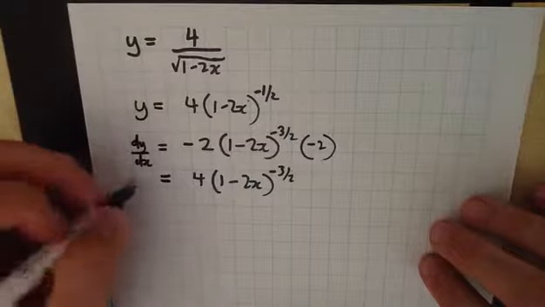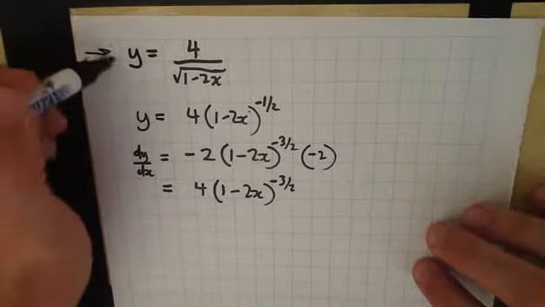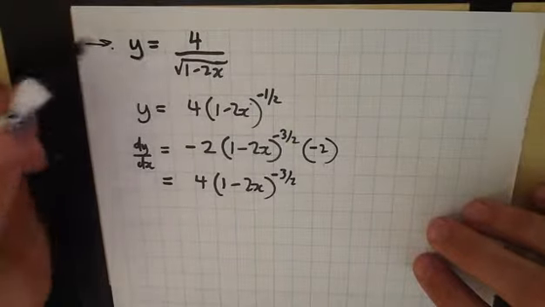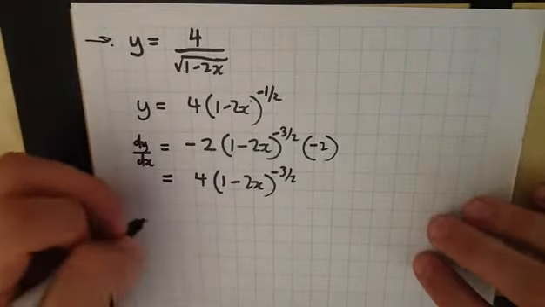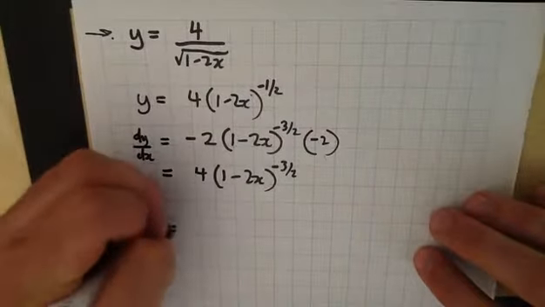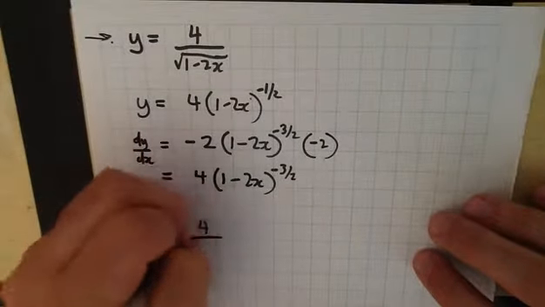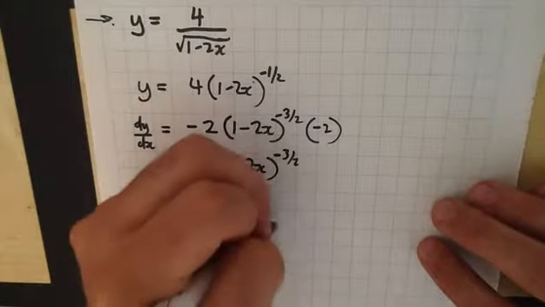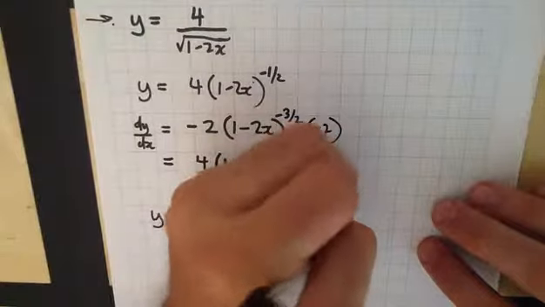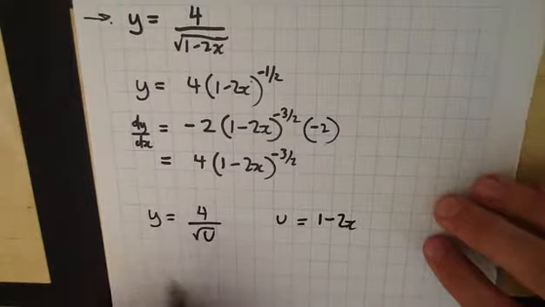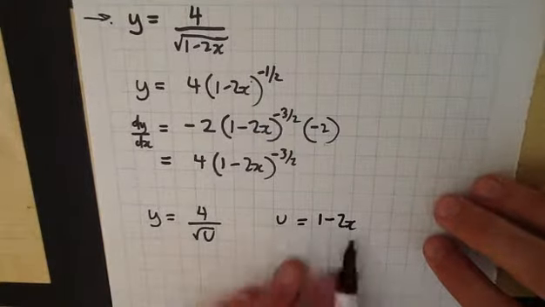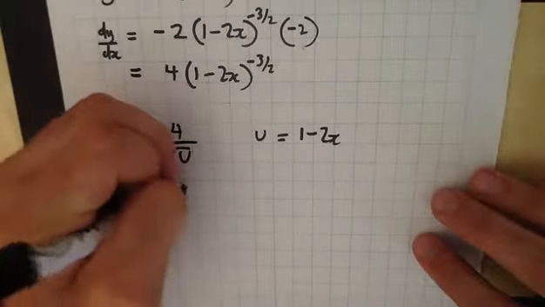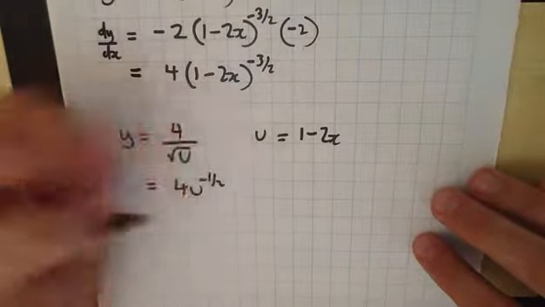Okay, so you can see up here, this is the function. You can see that that function really is a composite function, and it's in this form, isn't it? It's 1 over 4 root u, if u was 1 take 2x. So y is equal to 4 over root u, and u is 1 take 2x. So 4 over root u is really 4u to the negative a half, isn't it?